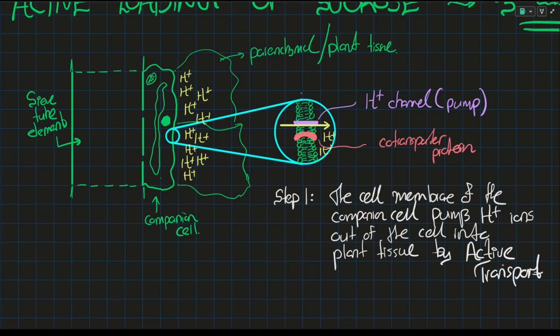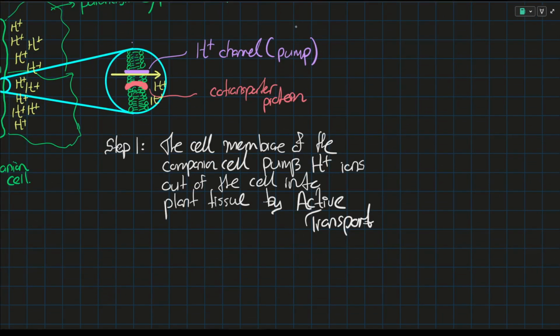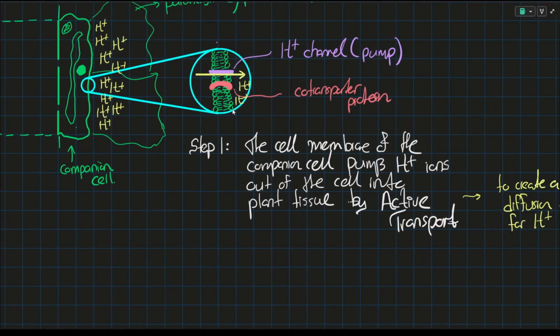By active transport. Why are we doing this though? So first thing, we need energy. That's why this is active transport. Now the reason why we're doing this is to create a diffusion gradient for H plus. So we need to create a diffusion gradient for H plus to come back. Why should it come back? Let's see. That brings us to step 2.